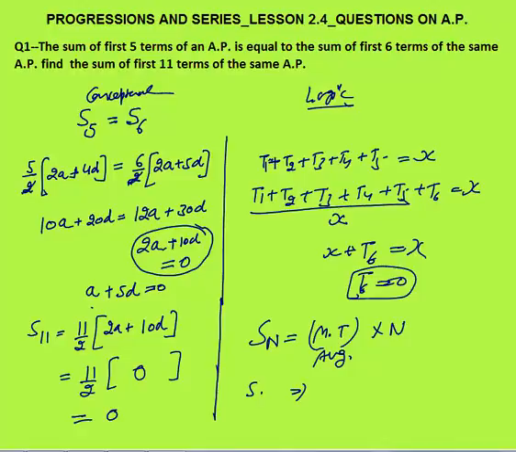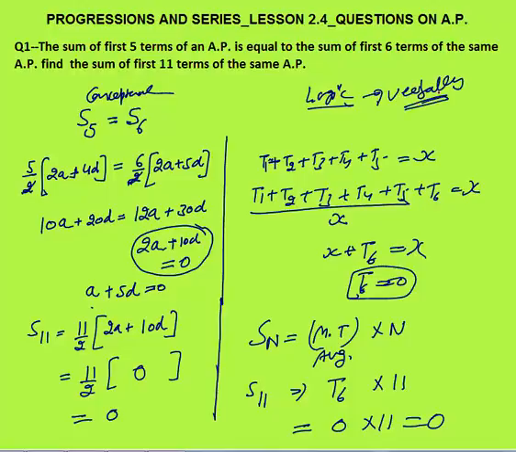Now we need to calculate the sum of 11 terms. This will be 11 times the middle term. What will be the middle term in a total of 11 terms? The middle term will be t6, and we know that t6 is 0. So 0 into 11, the answer will be 0. This method will be far more convenient. You can solve this with this method verbally without writing.